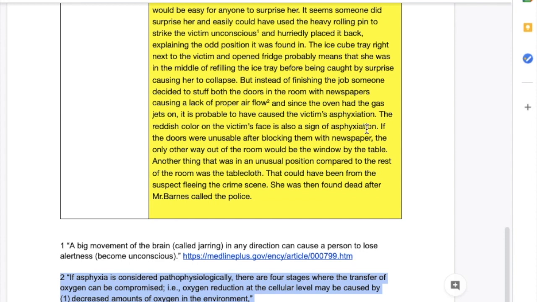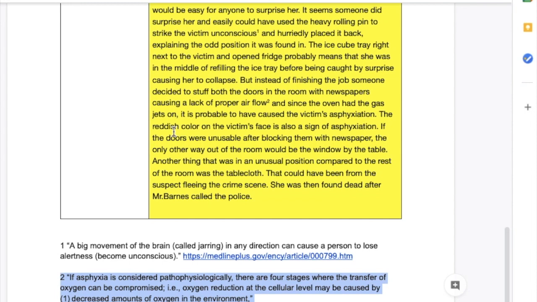That was probably the cause. If the doors were unusable after blocking them with newspaper, the only other way out of the room would be the window by the table. Another thing that was in an unusual position compared to the rest of the room was the tablecloth. That could have been from the suspect, or Mr. Barnes, fleeing the crime scene.